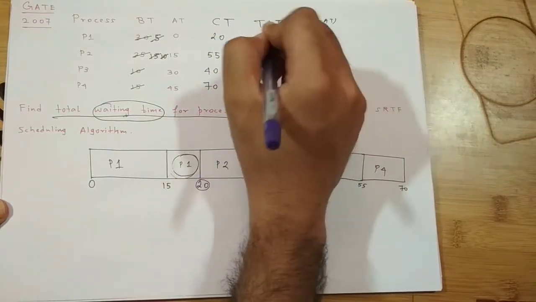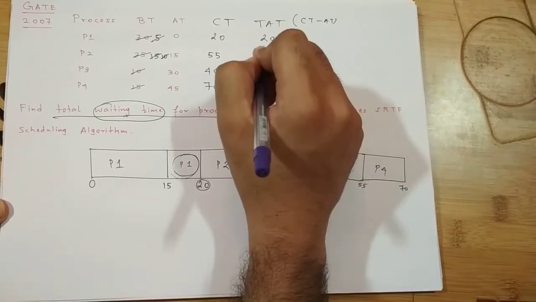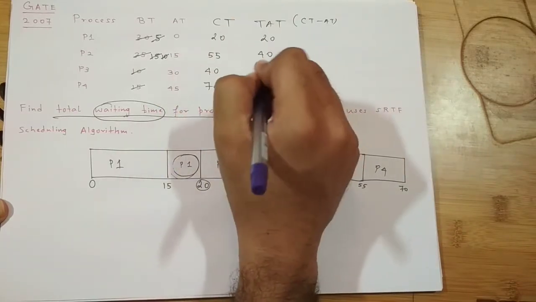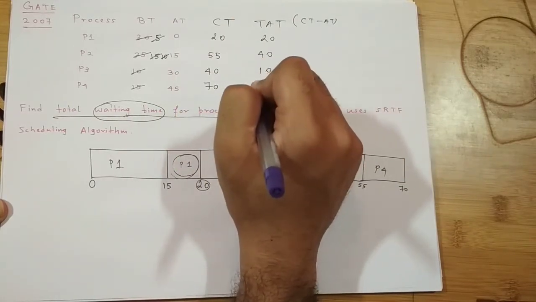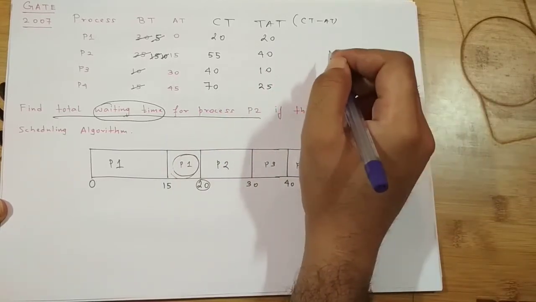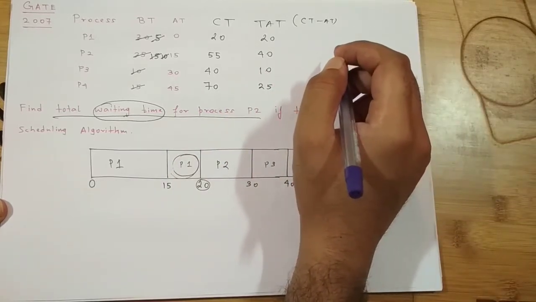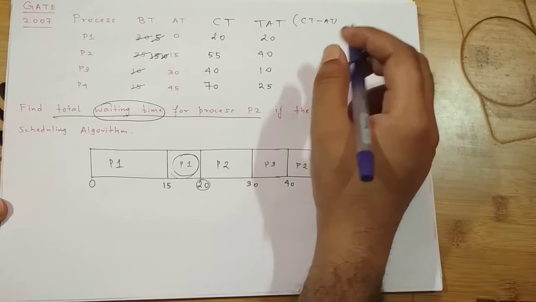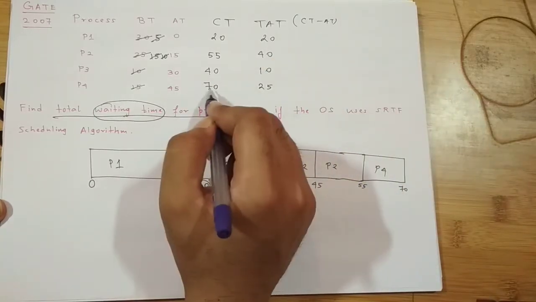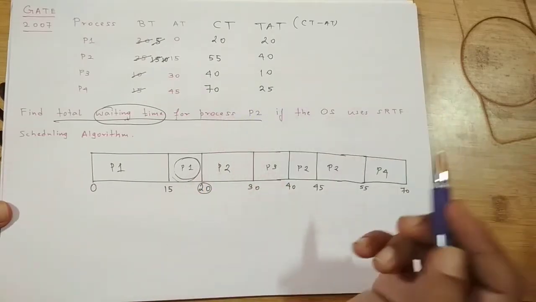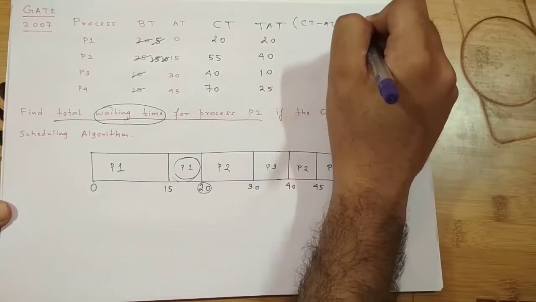So 20 minus 0 will give me 20. 55 minus 15 will give me 40. 40 minus 30 will give me 10. And 70 minus 45 will give me 25. I hope my calculations are correct. If you find any flaws, please leave a comment in the video and suggest the correction as well. Right? And finally, I have to find the waiting time.